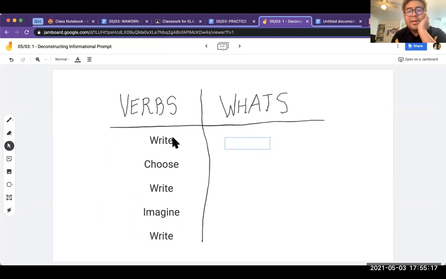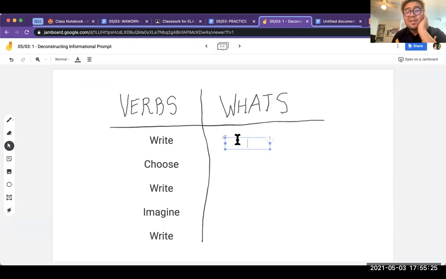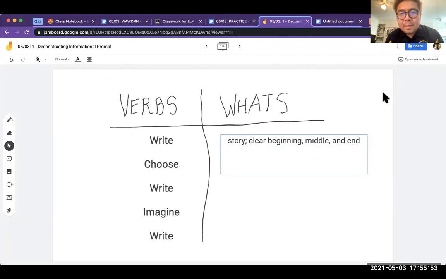So what do we have to write? A story, clear beginning, middle, and end. So that's all I'm going to put, because this is just brainstorming, right? This is not your answer. This is going to help you write your answer. So just put short things like story, clear beginning, middle, and end, right? I know that the prompt is asking for these things right from the beginning. So that's important. Now, let me change something really quick.